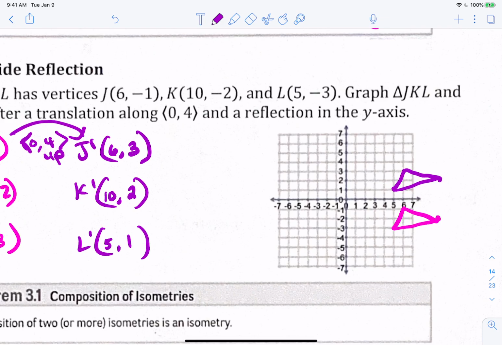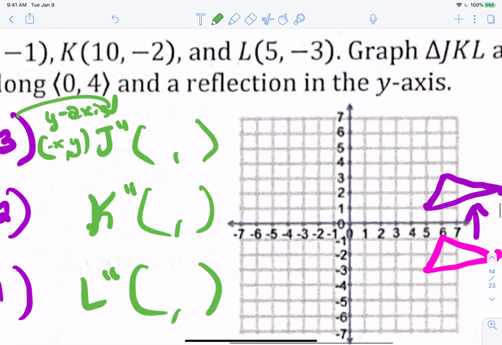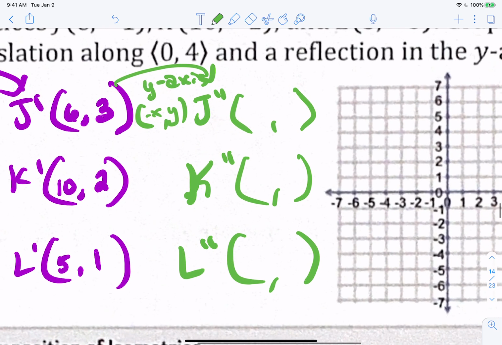Up 4 units. Let me do that again. Up 4. I don't want my little arrow to be curvy. All right. Next one. The last thing that we're doing is what? What does it say? Reflecting in the y-axis. Now these are double primes because this is the second transformation that we're doing. Reflecting across the y-axis makes the x coordinate negative. So what does it become? -6, 3, -10, 2, and then -5, 1.